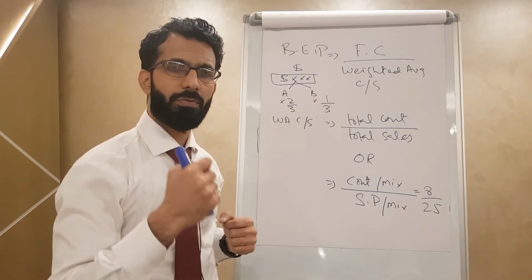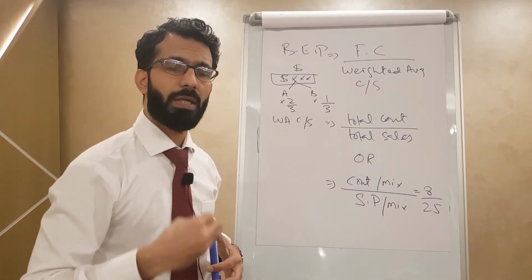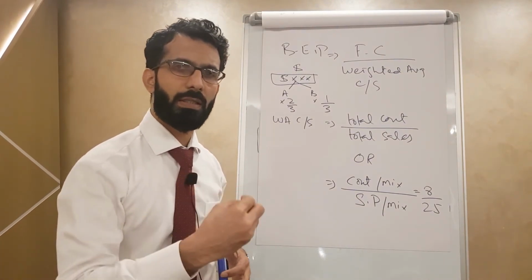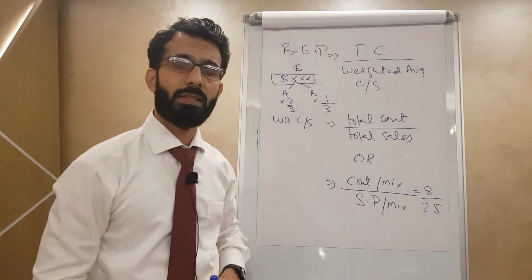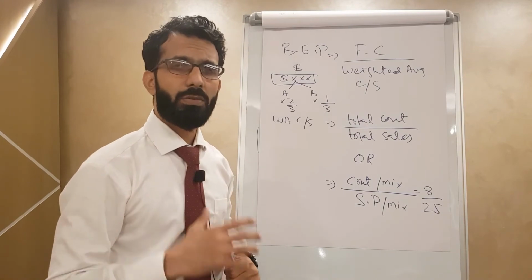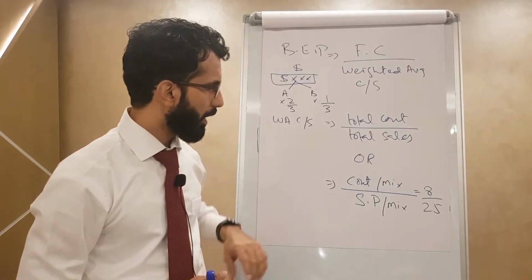If you have an assumption of highest ranking CS ratio or priority, where first we will make this product and then the second one, then you can simply take the fixed cost and divide it by the CS ratio of the highest ranked product. You will be able to determine the break even point.